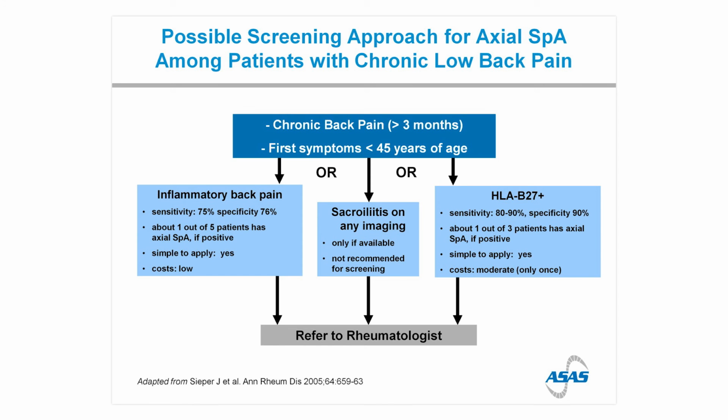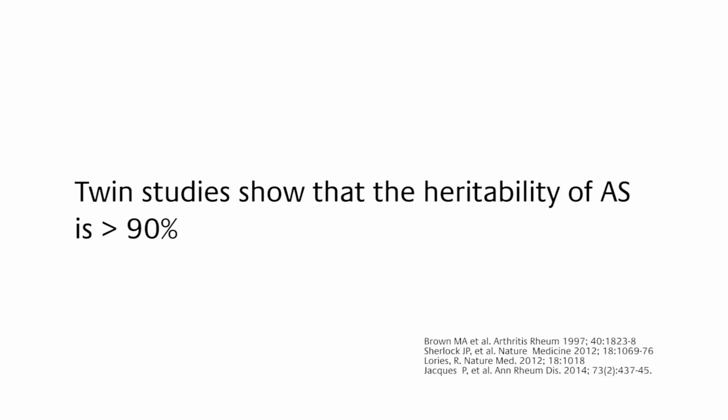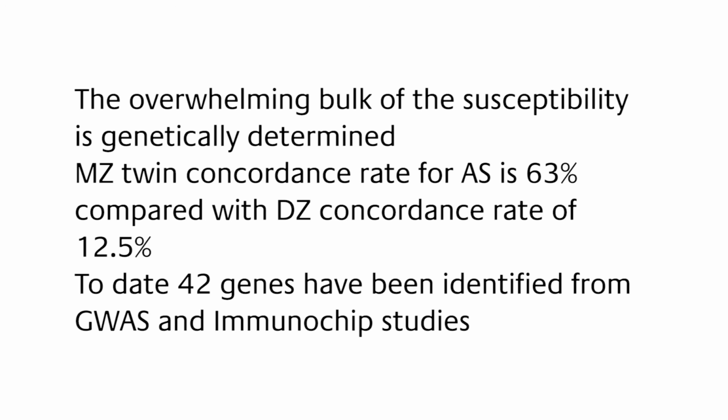further assessment. All right, so let's talk about genetics. Actually, over 90% of the overall cause of ankylosing spondylitis is genetic. Okay, and identical twins are much more likely to both get the disease than non-identical twins. To date, 42 genes have been identified from studies that actually have been largely done by us.